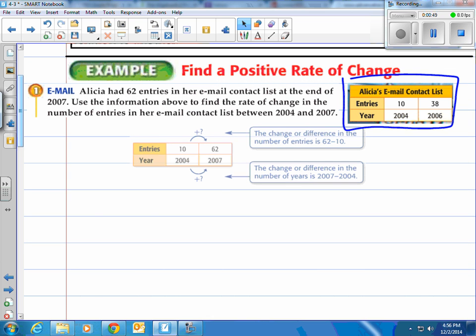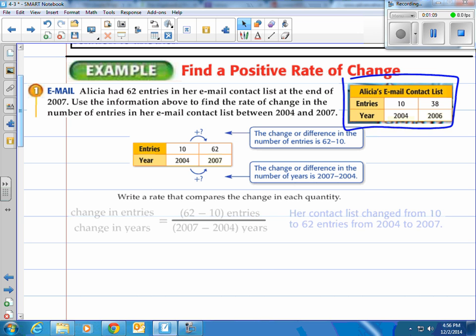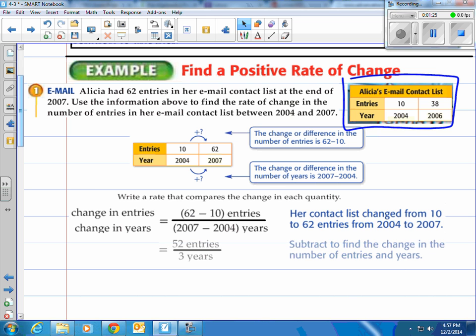First off, let's get the details that we need. We got the entries, which is 10 in 2004 and 62 in 2007. What we need to do is find the change or difference in the number of entries from 62 to 10 and the change or difference from 2007 to 2004. So let's write a rate that compares the change in each quantity. Notice we're going to find the change in the entries, which is 62 minus 10, and then also the change from 2007 to 2004. We're creating basically a fraction with the top being the entries and the bottom being the years.